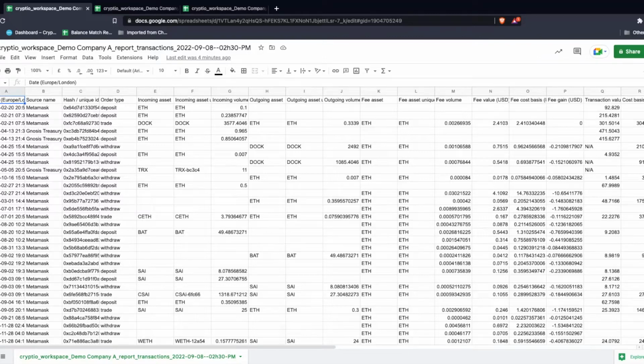Here is the first of those reports, the transaction history report. Here you can see the underlying report that sits behind the Transactions tab. There's a lot of information on this report, from the date, the source name, transaction hash, order type, and so on.